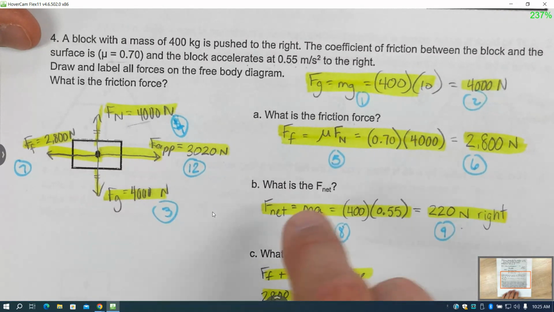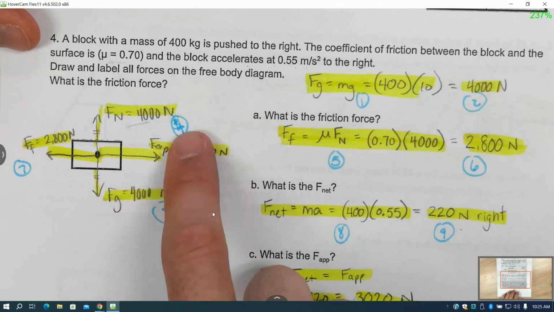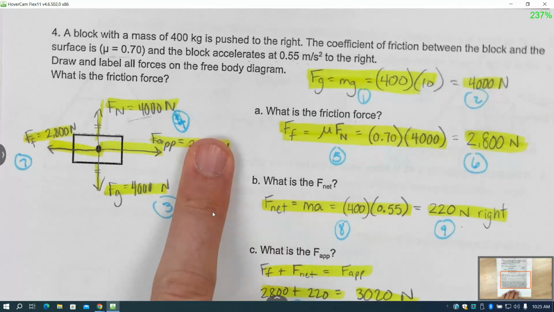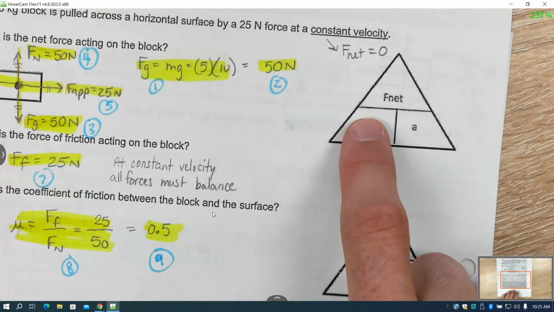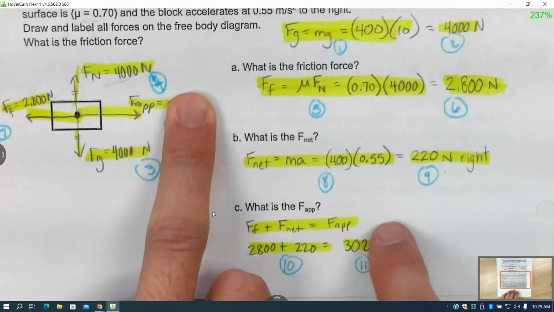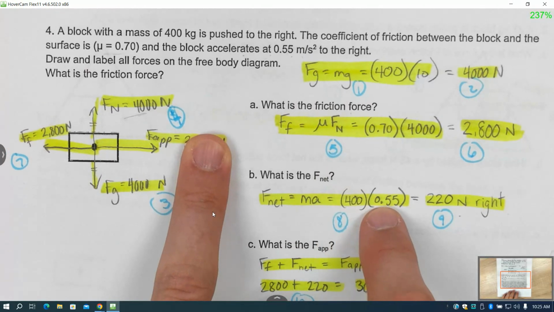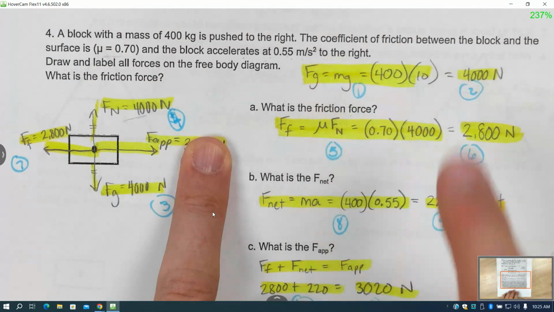Now, they wanted Fnet, but they never told us what the applied force was originally. That was blank, right? So what did we do? We were also given the acceleration. So with the equation for net force, mass times acceleration, we took the mass of 400 times 0.55, and we got 220 newtons to the right because the acceleration was to the right.